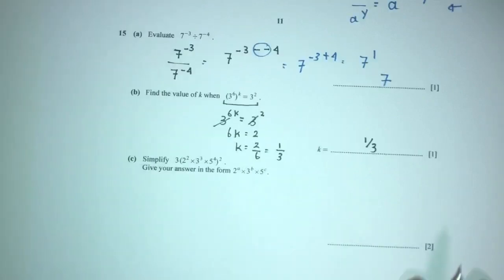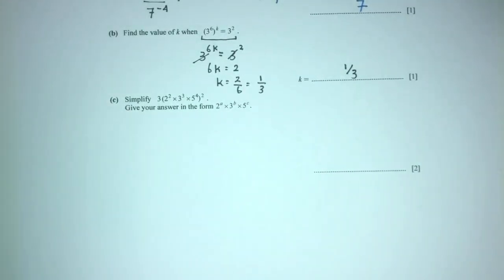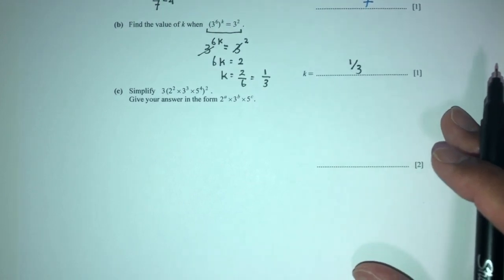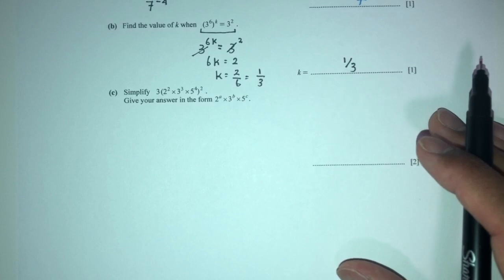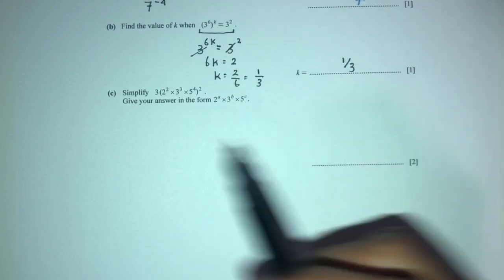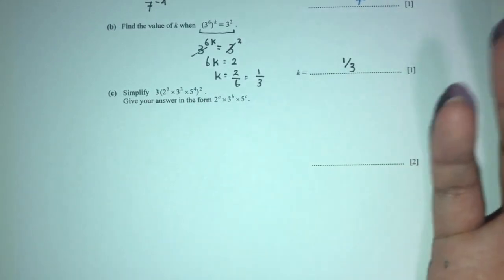That will be part B. Now let's move on to part C. So we have to simplify this. Okay. So I guess one of the mistakes people may make is they think they have to distribute 3 to everyone, but that's not the case.